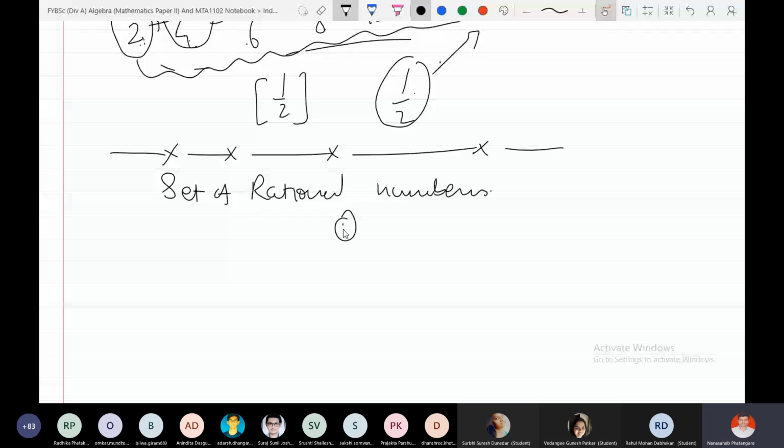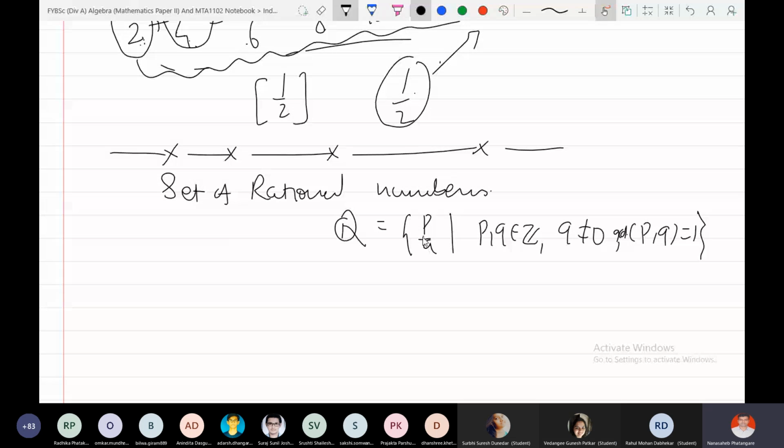We denote it by Q. In calculus, you must have learned this. The set of rational numbers is P by Q, where P and Q are integers, Q not equal to 0. And if you moreover assume the GCD of P and Q is 1, then we are assuming distinct members now. When we say GCD is 1, every time we don't need to write down the class of 1 by 2.